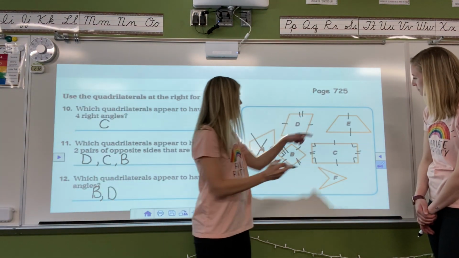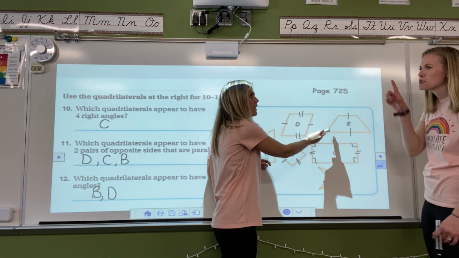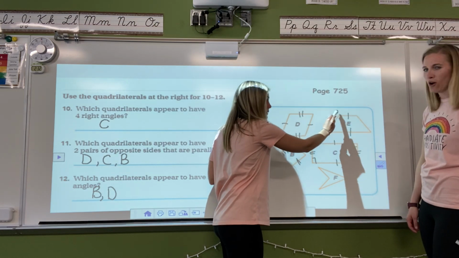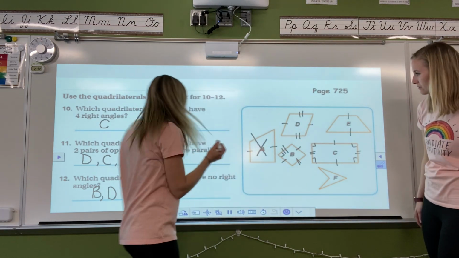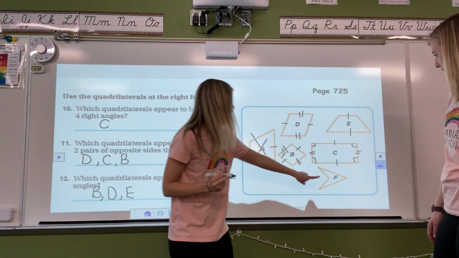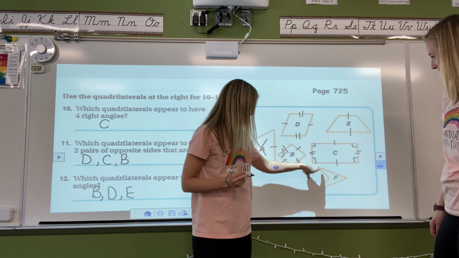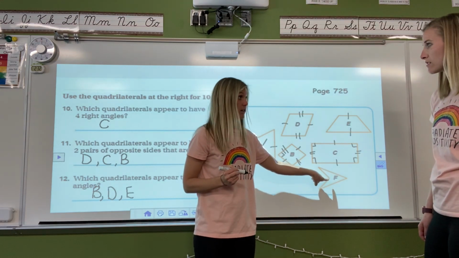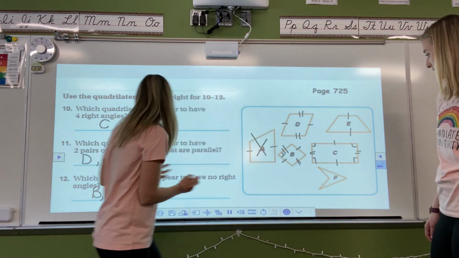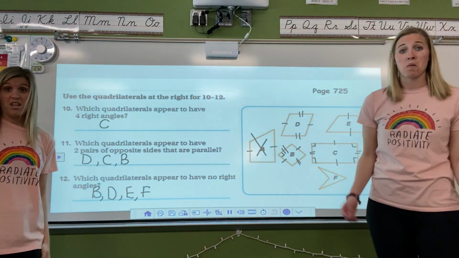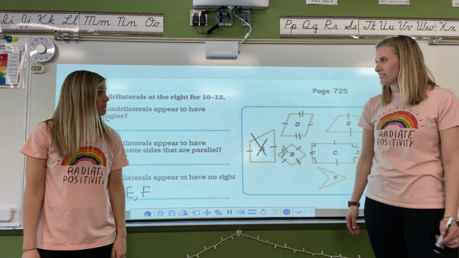Let's move to E. Oh, that's an acute little angle. So that's acute, acute, obtuse, obtuse. No right angles in E. And we have one more left down here, F. That's acute. That's a big obtuse. So I know F does not have any right angles either. So a lot of them don't have any right angles. Cool. Awesome.